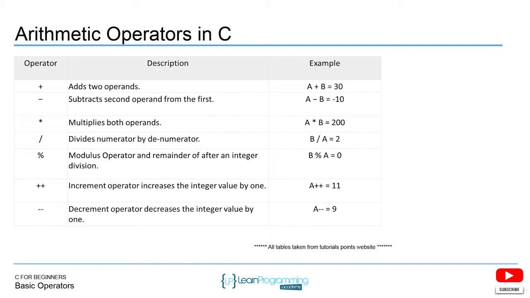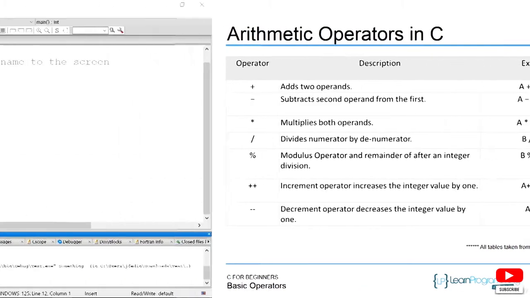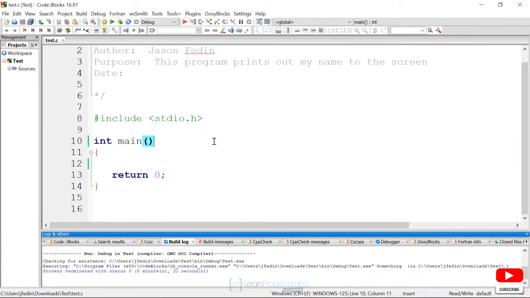So let's go through some examples of these arithmetic operators in Code::Blocks so that they make a little more sense. Here's Code::Blocks. Here's our main routine. We're familiar with this by now. I'm just going to create a couple variables, do some operations on them, and then print them out. I'm just going to create integers.